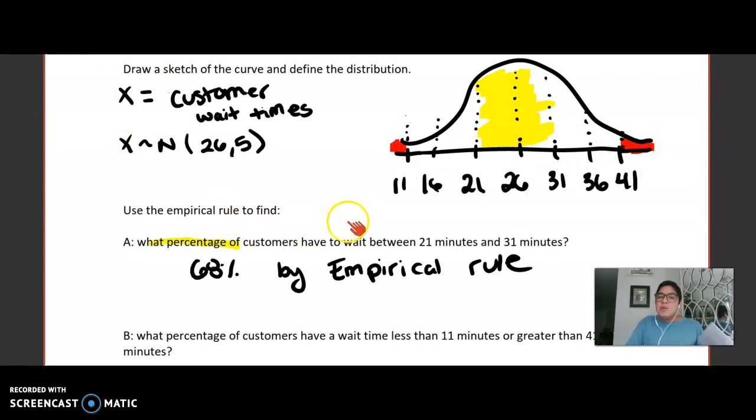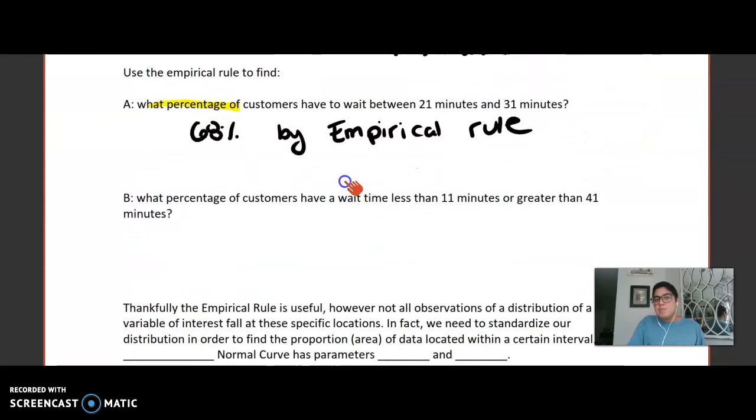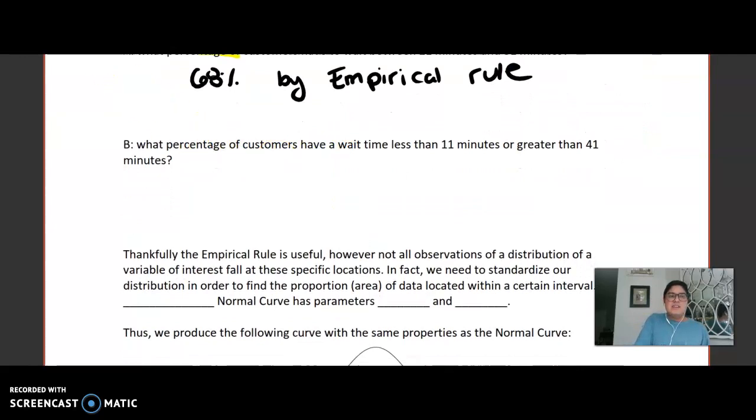Well, we know that our model, the empirical rule, accounts for up to 99.7% of the data. So we know that 100% minus 99.7% will give us 0.3%. And again, this is also by the empirical rule.